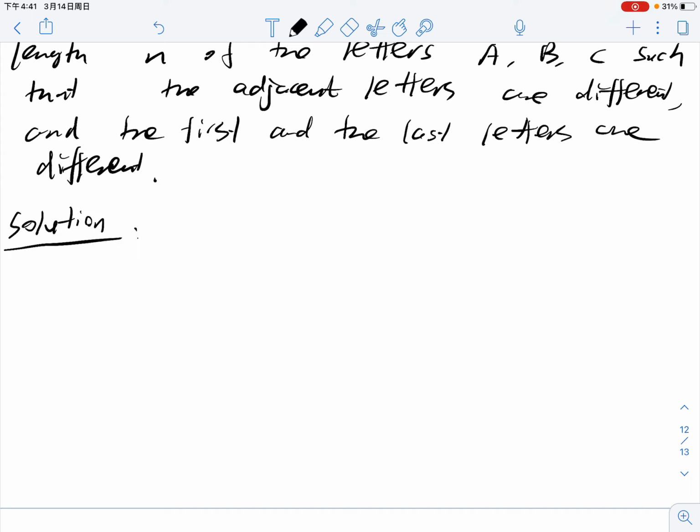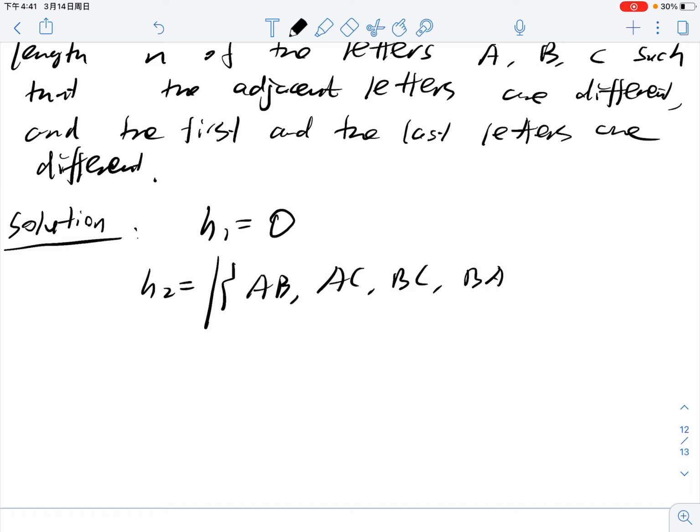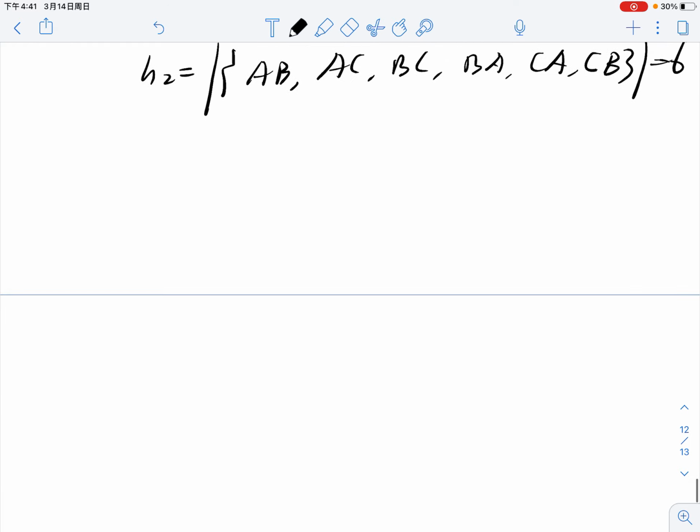Whenever you have a new problem, it's a good habit to start with some simplest cases. So for example here, for H1, it's easy to see you don't have any such sequence because the first one is the last one. And for H2, it's the cardinality of the set AB, AC, BC, BA, CA, CB. So it's 6.